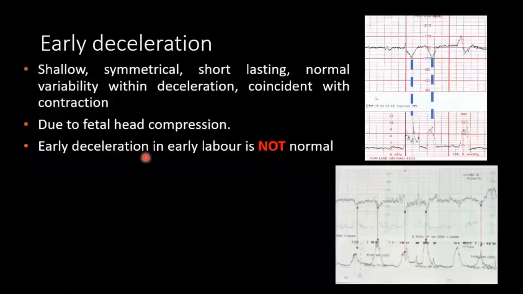So as I told you earlier, early deceleration is shallow, symmetrical, short lasting, and you have the normal variability. As you can see, it coincides with the contraction, and it looks symmetrical, shallow and transient only. Okay? The presence of early deceleration in early labor, you cannot say that it is normal, because if you see this CTG at 2 cm, 1 cm, you do not expect the fetal head to be compressed. So something must not be right. So you need to seek help.